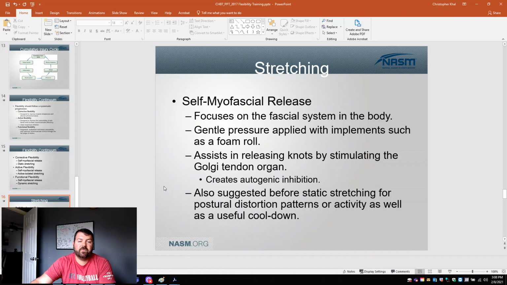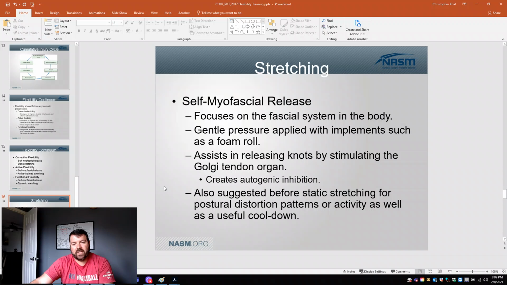Also suggested before, static stretches for postural distortion patterns or activity, as well as a useful cool down. I don't think it's the best thing of a cool down. I think it should happen more towards the end or after your cool down, personally, to get a proper cool down. We'll get to the cool down in the next few weeks.